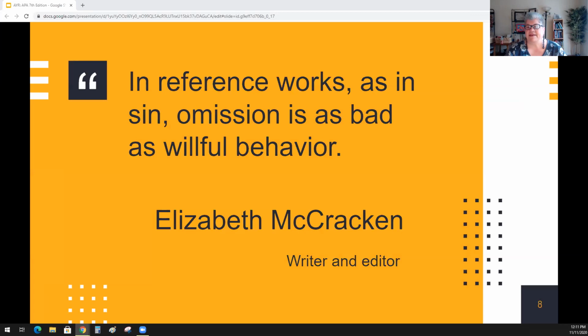I just thought I'd put in something here that was just kind of fun. In reference works as in sin, omission is as bad as willful behavior, right? A huge amount of what you need to do when you're making sure that you're citing things is don't leave anything out, right? More information is better than less information.